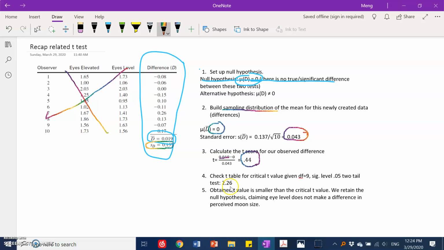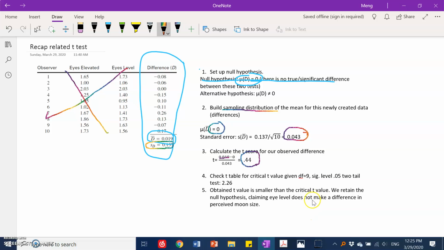So what's the conceptual meaning of this comparison? That is, given a distribution, the likelihood of obtaining a t-score as large as 0.44 is very likely. So we are going to retain the null hypothesis, which is there is no difference between this eye elevated data set and also the eye level data set. So the difference is actually 0.